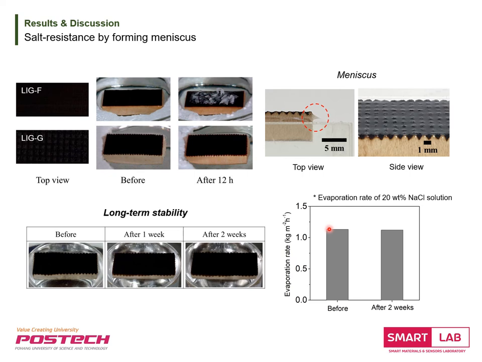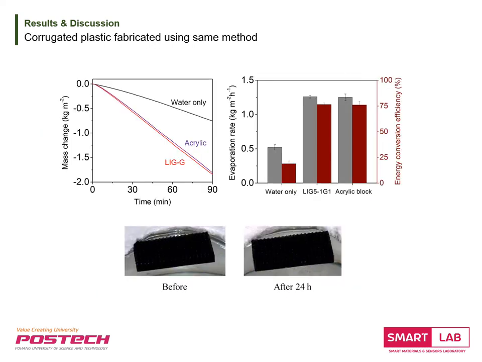Salt resistance was achieved by forming a meniscus. Owing to the stubble density of wood and hydrophilicity of the graphitic carbon layer, a meniscus was formed on the SSG surface and lowered the salt concentration by facile water transport. We could also develop salt-resistant SSG with plastic by using the same method. A black acrylic block with a corrugated structure showed almost the same evaporation performance and salt resistance as LIGG wood, which indicates the advantage of the corrugated structure.